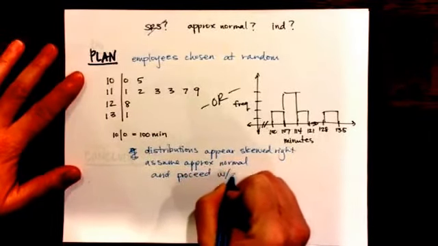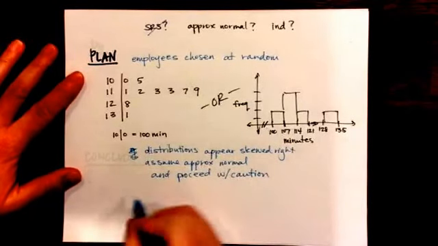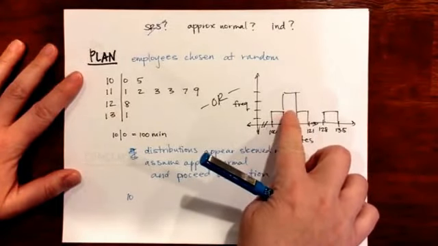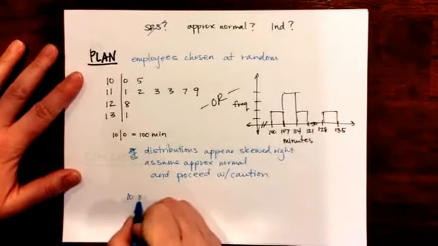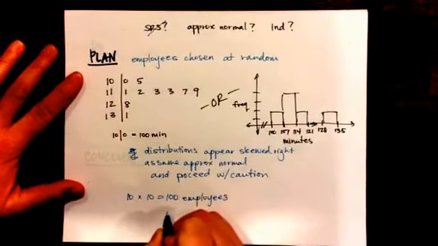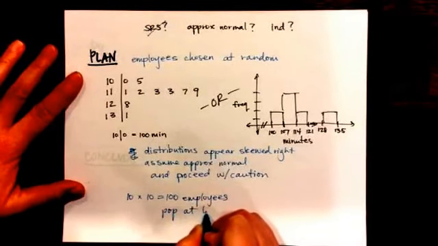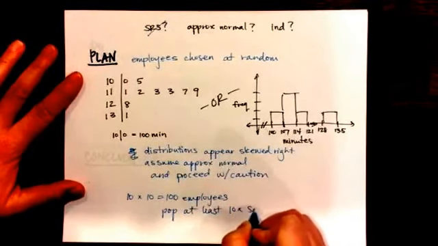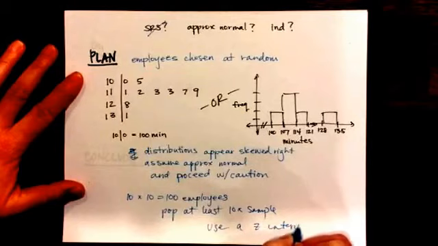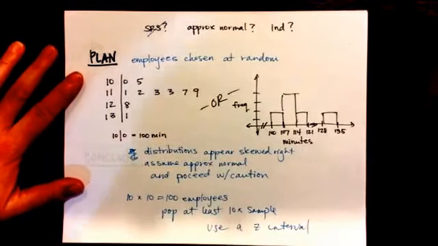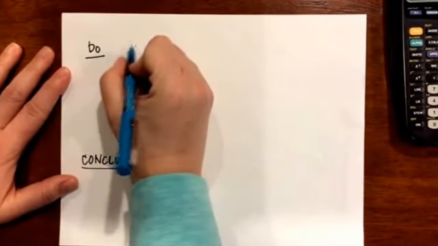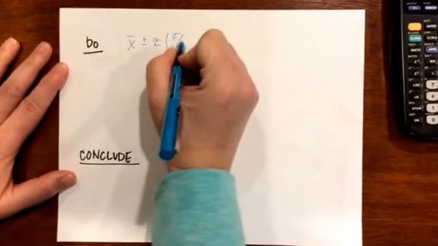Proceed with caution. Okay, and let's see, we did a sample size of 10, right? 2, 4, that's 6, 7, 8, 9, yeah, 10. 10 times 10 is 100 employees, and it said that it was a large firm in the very first sentence, so the population is at least 10 times the sample. All right, so since all of this works, let's use a z interval. Let's get started. Okay, so now we're done with the state and the plan. Let's do the problem. All right, so to do the problem, we said that the formula is x bar plus or minus z times sigma over root n.